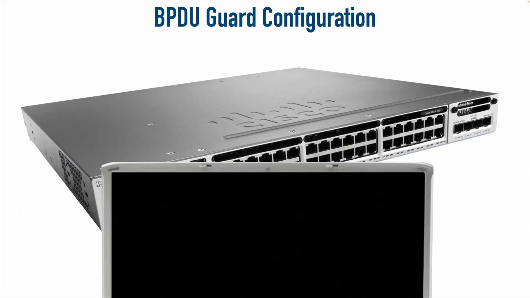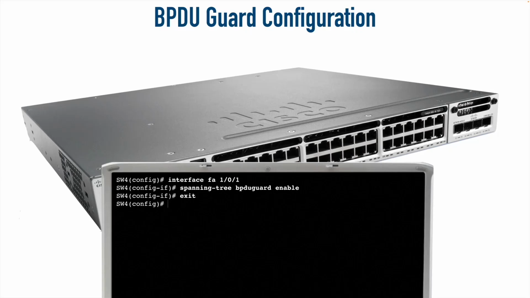If we want to configure this on an individual port, we could go into a specific interface. Here we're going into interface Fast Ethernet 1/0/1, and we can say for that port, spanning-tree bpduguard enable. However, if we want to enable this globally, where BPDU Guard is going to be applied to all ports configured for PortFast, we could say in global configuration mode, spanning-tree portfast bpduguard default.